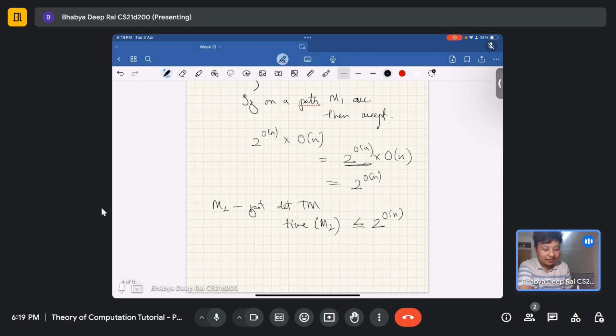But since we are talking about order notation, we can change it with equal to, because order notation already means at most. So the running time of M2 is at most 2 to the order n.